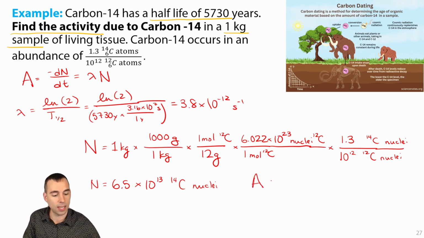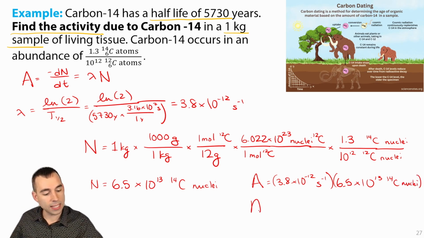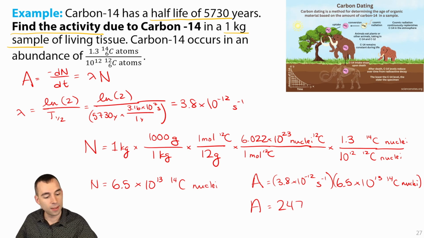And if we wanted to calculate the activity, we could calculate it by taking our rate constant, 3.8 times 10 to the negative 12 inverse seconds, times the number of nuclei that we have at this time, 6.5 times 10 to the 13 carbon-14 nuclei. And so here I'm getting an activity of 247 decays every second. That's the number of nuclei times the rate constant. And so we could also say that this is something like 247 Bq.